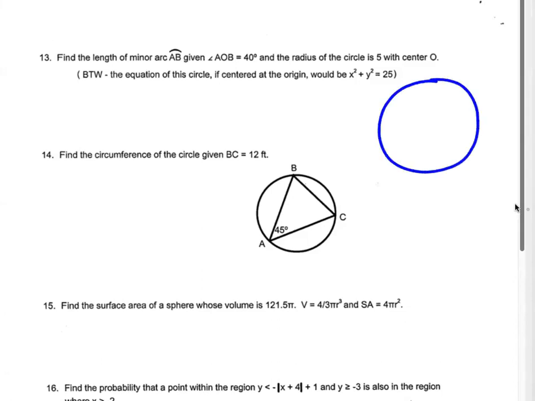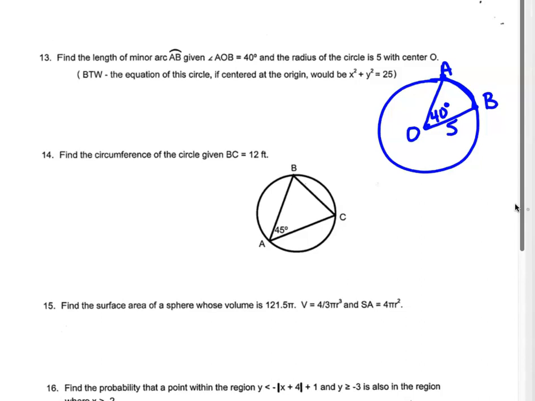All right, we have a center O. We are told that we have this arc AB, and we are told that angle AOB is 40 degrees. It says the radius is 5, so we've got our picture labeled.